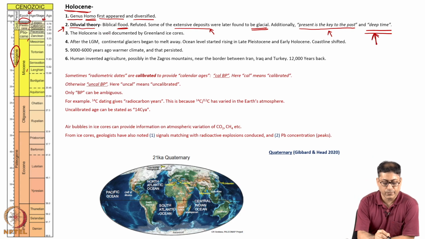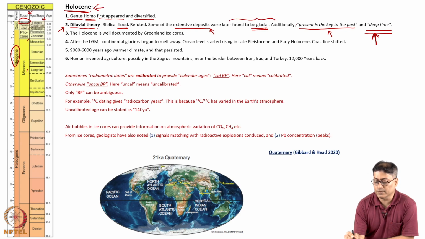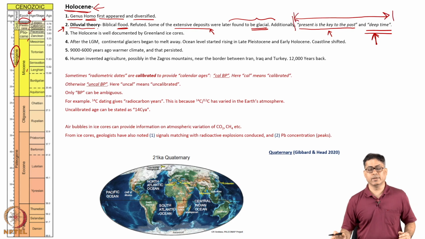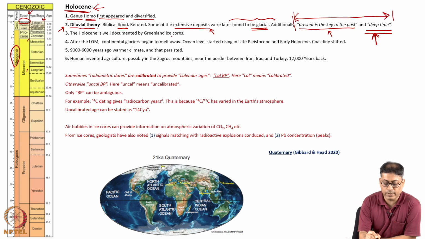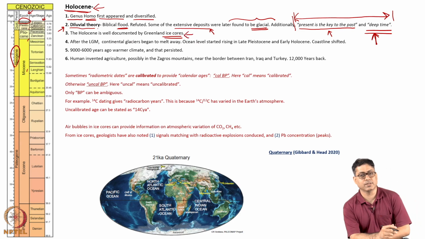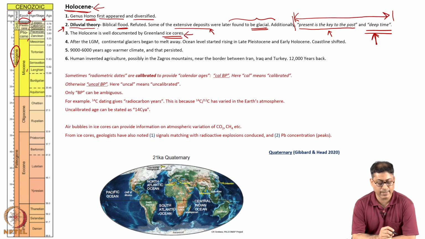So, the biblical flood, the diluvial theory, talks about the huge extensive sedimentary deposits, and then subsequently we found that a few of them are glacial deposits, and we explained their presence in terms of a slow rate of erosion and then sedimentation elsewhere over a long time. The Holocene is well documented by the Greenland ice cores. We will see subsequently in the presentation what kind of information the geochemist can gather from ice cores.